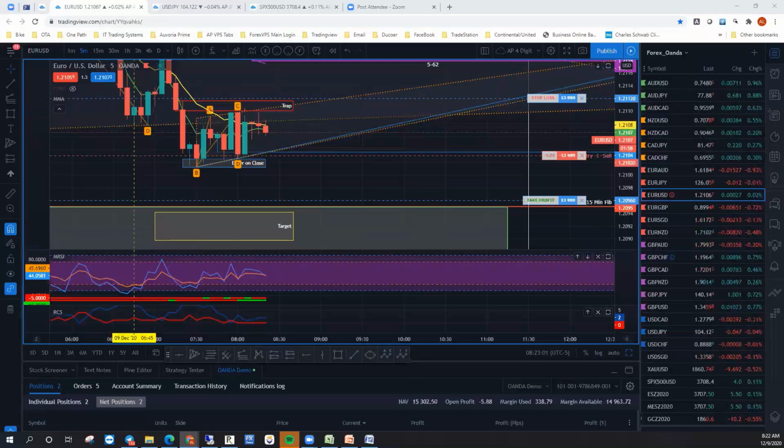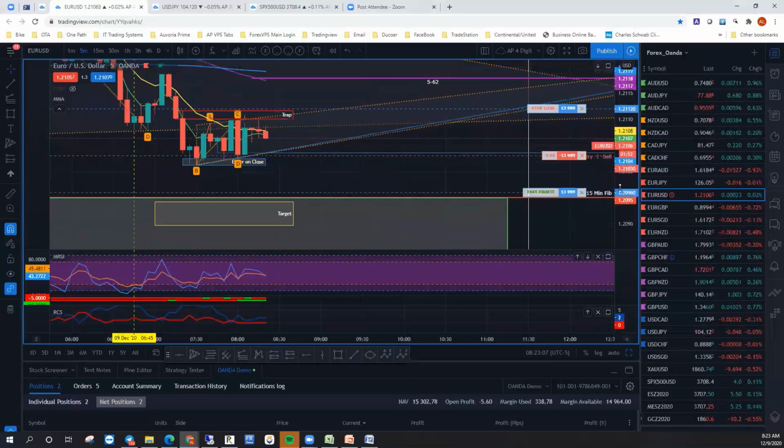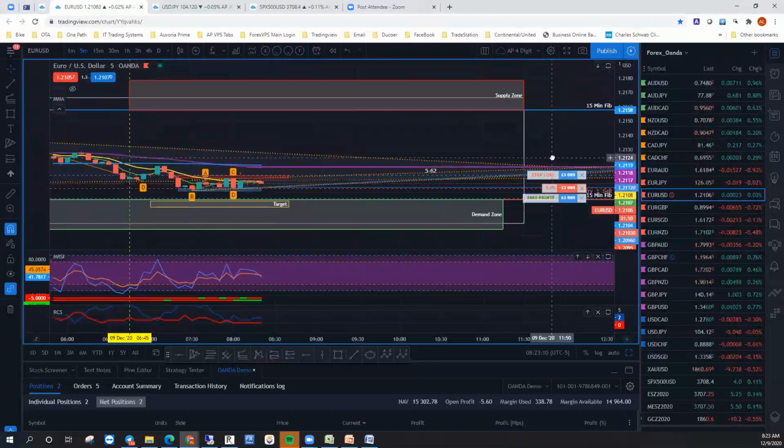Al, if you don't mind, could you just tell me the measurements of the white box? Measurements of the white box, sure. The larger one right here, the top of the box is at 121.66, and the bottom is at 120.79.